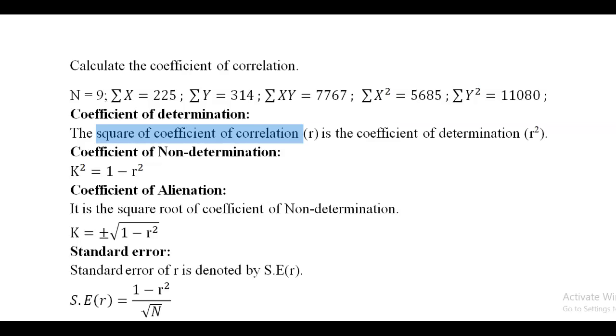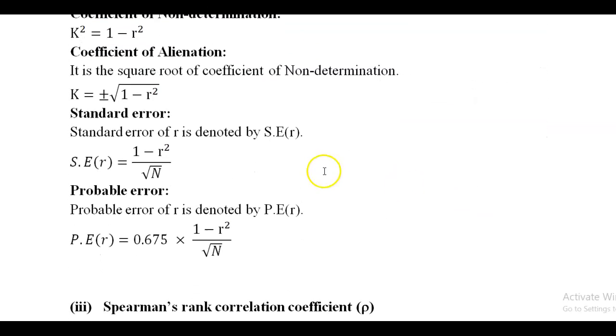And what about standard error? So standard error is denoted by 1 minus r square divided by root 10, and the probable error is 0.675 multiplied by 1 minus r square. Okay.